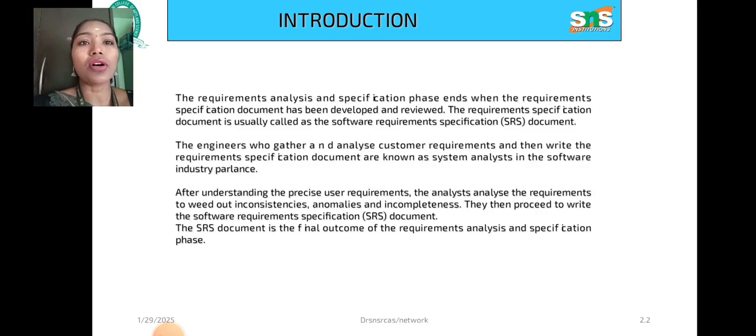advanced concept. The requirement analysis and specification phase ends with the requirement specification document. In the waterfall model, the first phase is requirement analysis and specification, the second phase is design, the third phase is implementation, the fourth phase is validation, and the fifth phase is testing and maintenance. So these are the phases of the waterfall model.